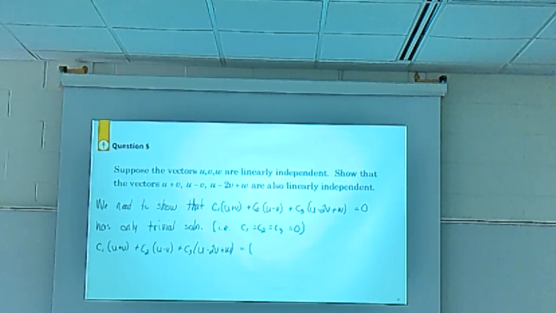So u, C1 plus C2 plus C3, plus v, C1 minus C2 minus 2C3. And for w, it's just plus C3 w, right?